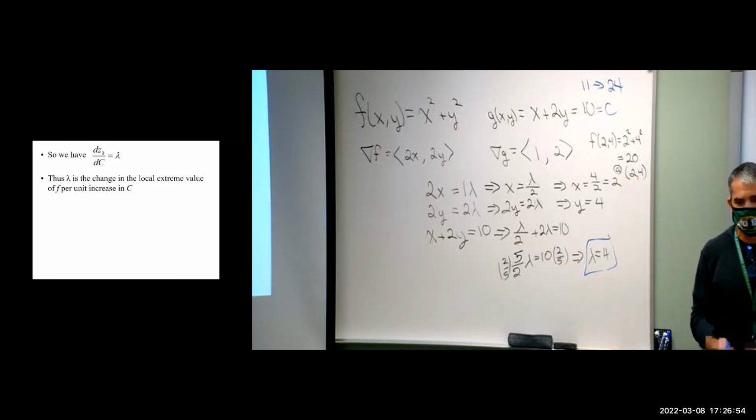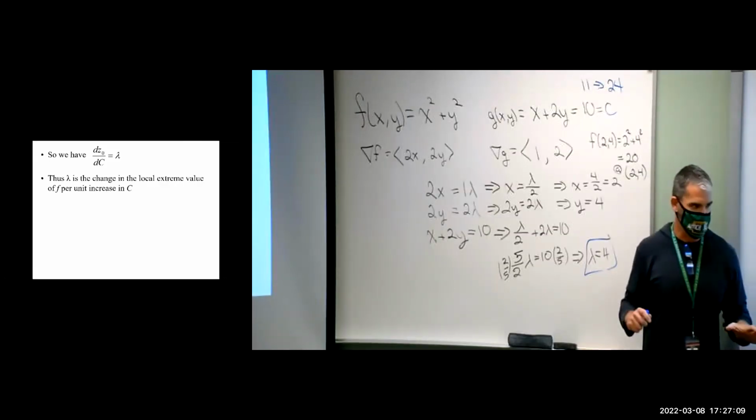If we're like, okay, we're going to be able to get a $1,000 increase in our budget, how much is that going to increase or decrease our profit? We could use something like lambda to get an estimate on that really quickly. Questions about that?